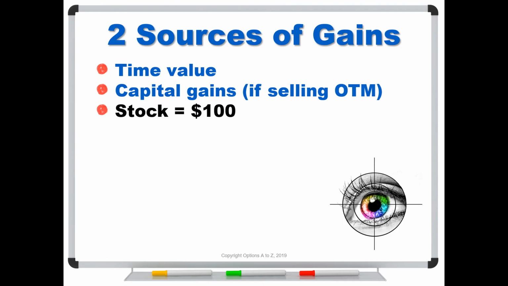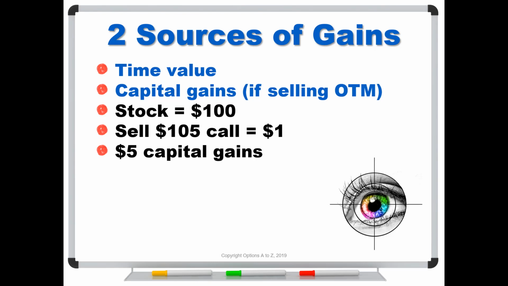So again, let's say our stock is at 100, we sell the 105 call for $1. If you get called out at 105, 5 of those dollars were from capital gains. It had nothing to do with the sale of that call. Why? Well, even if you didn't sell the call and the stock went to 105, you still would have made the $5. The call option contributed nothing to those $5 worth of gains. However, because you also collected $1, you captured an additional dollar's worth of time value. So in this example, the most you could make is $6. But 5 of those dollars came from capital gains, and only $1 came from the strategy.